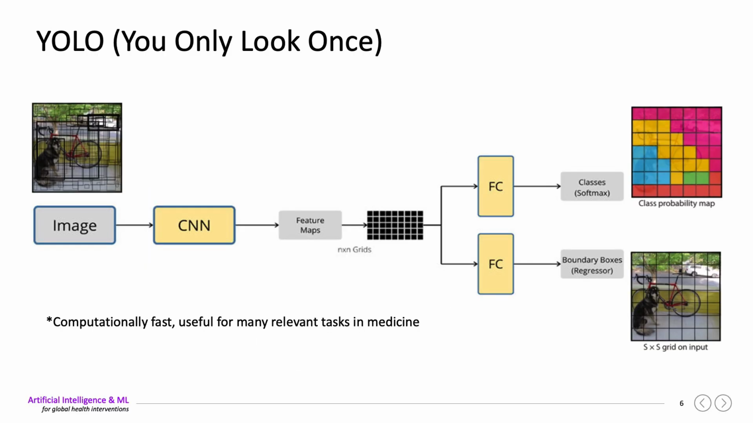This slide introduces YOLO, which stands for You Only Look Once. The idea is elegant. An image is passed once through a CNN to produce feature maps, which are divided into an n by n grid.